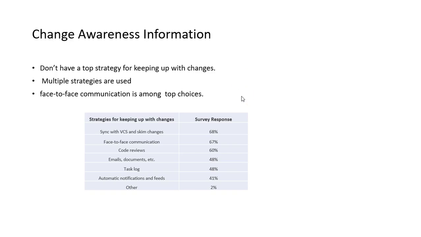Next, we talk about change awareness information. They have many strategies, but they don't use top strategies to keep up with the changes. Face to face was the top choice. Here are the strategies they used in the survey, and they found that face to face communication is the higher choice.